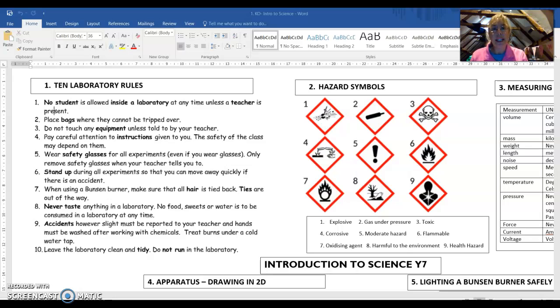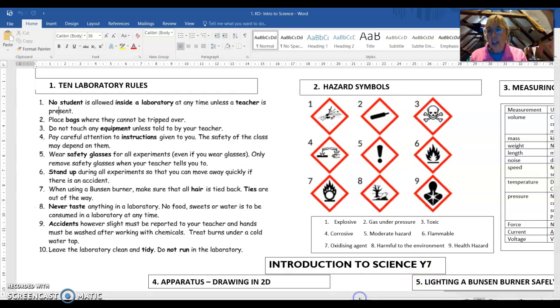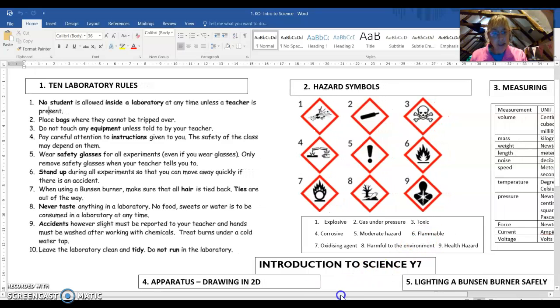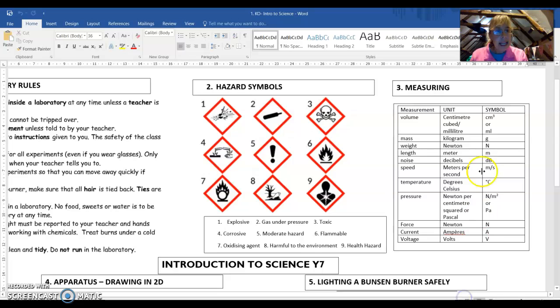KO means Knowledge Organizer, and it's a knowledge organizer for the Introduction to Science topic. Now what you will notice on the sheet, we have put everything that you have learned in this topic. So over here we've got the 10 lab rules. Number 2 is hazard symbols, and at the bottom over there, one or two extras in case they come up. 3 is all about measuring.